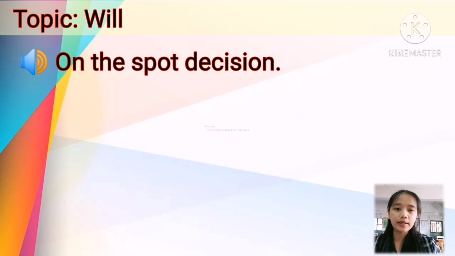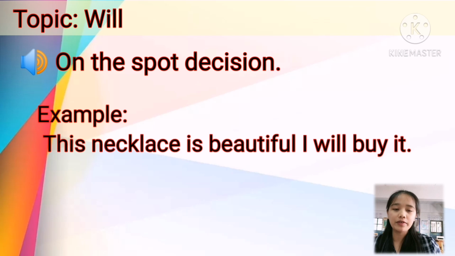For example, this necklace is beautiful. I'll buy it. What I'm saying is that I didn't plan to buy a necklace, but upon seeing a necklace, I would like to have it because it's beautiful.